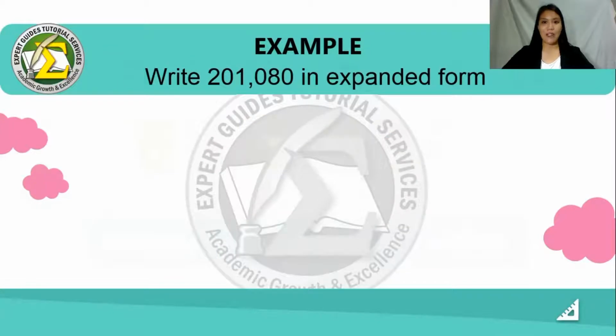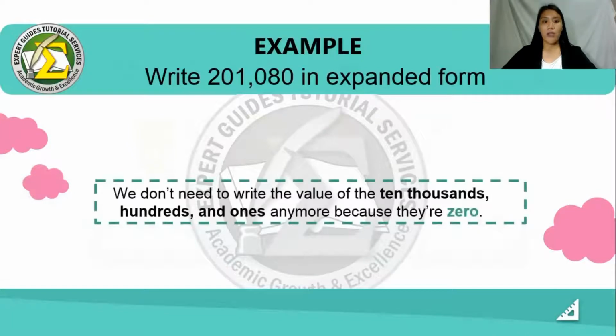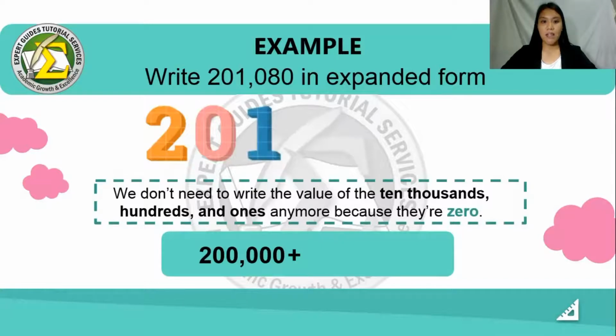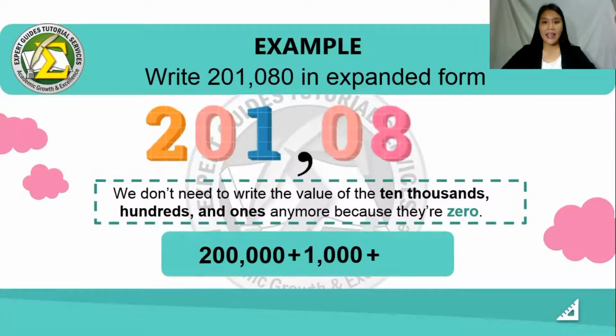So let's have another example. Listen very carefully because here is another point we need to consider. We don't need to write the values of 10,000, 100, and 1s anymore because they're zero. Again, if the number is zero, we don't need to add them. So to answer this, we have 2 in the 100,000 place value that gives us 200,000. Since the 10,000 place value is zero, we don't have to add it. So let's proceed with 1 in the 1,000 place value that gives us 1,000. And 0 in hundreds, and we have 8 in the tens place value that gives us 80.